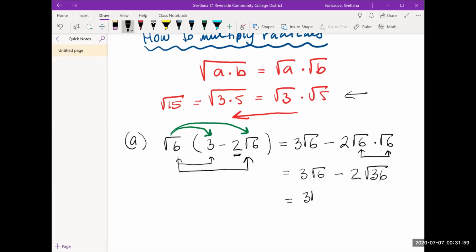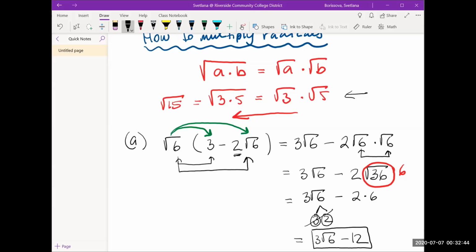Now 3 square root of 6 stays as it is because, well, the only way I can split 6 is 3 times 2. So I don't see any pairs, right? Any pairs of numbers. So it means that that's not going to be helpful. It stays like that. But square root of 36, we know that it's 6. So square root of 36 is 6. 36 is the perfect square. So it means that I have to multiply 2 by 6. And the final answer will be 3 square root of 6 minus 12.